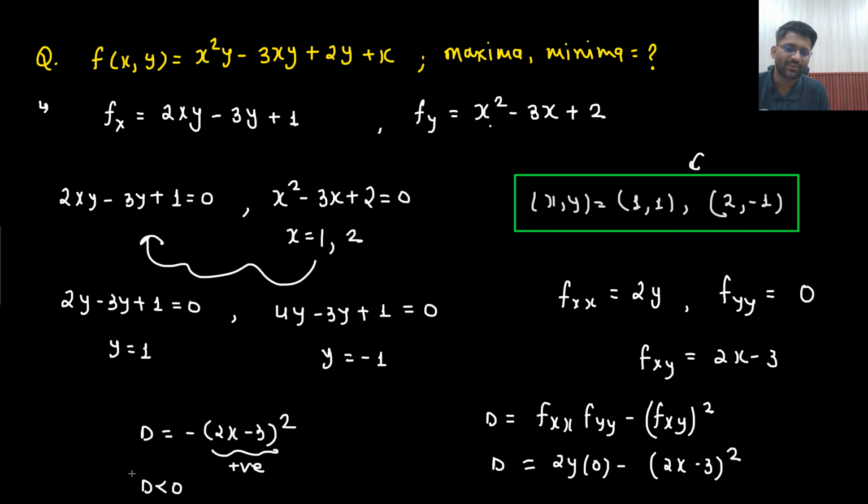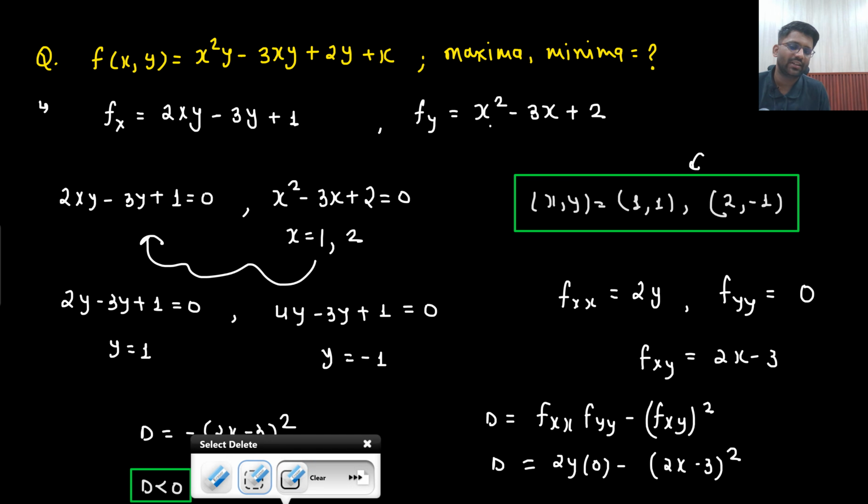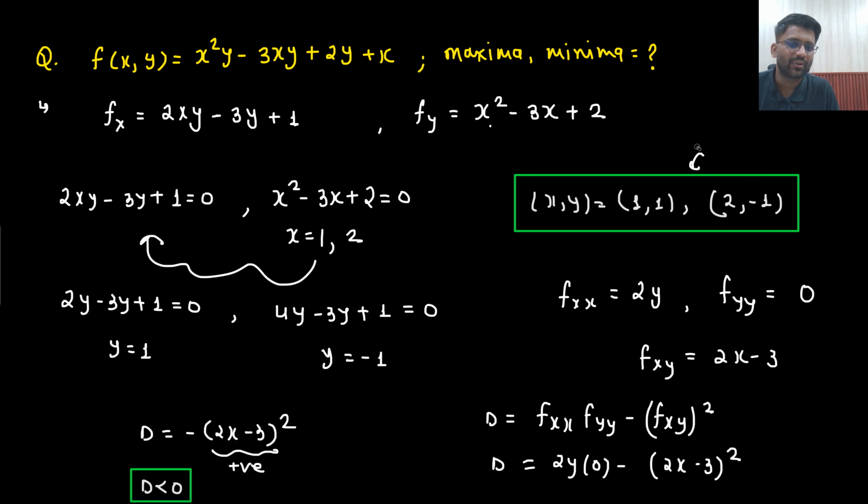D is always less than 0. What does that mean? These are always your saddle points. Both of the points are neither maxima nor minima. They are saddle points.